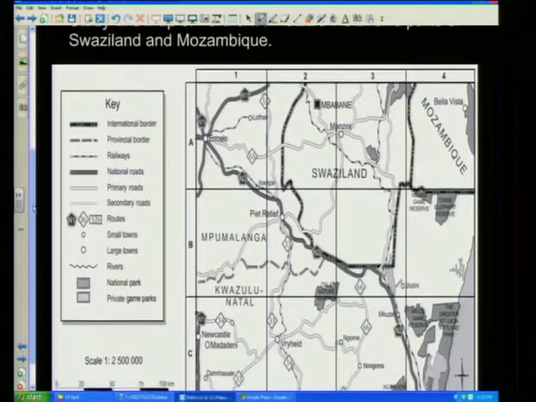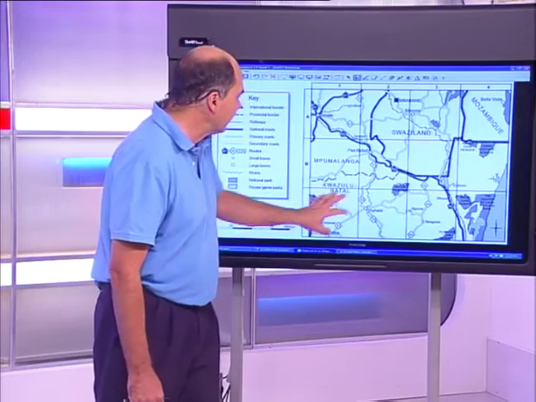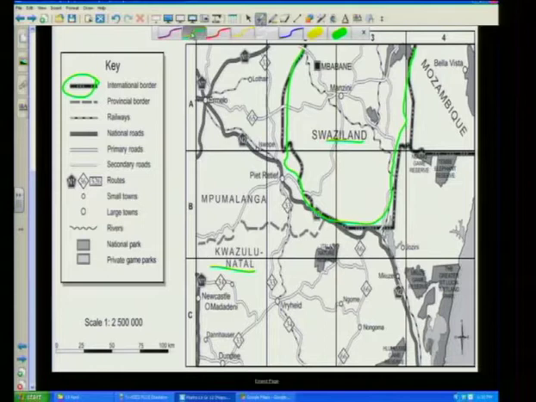So let's see if we can get it on the screen. Okay, and what you'll notice is there's Swaziland. It's all nicely labeled. There's KwaZulu-Natal, there's Mozambique, and let's just put in some marking. KwaZulu-Natal, Swaziland, the international boundary is over there. How do we know that? Because there's the key over here that tells us the difference between a normal border and an international border. A border between provinces and the one between countries. So there's the international borders.